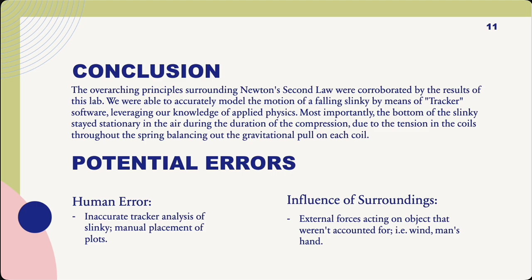Now, some potential errors are human error, most, obviously being the inaccurate tracker analysis, because I had to manually place the plotting software. And then the second one is the influence of surroundings, meaning that there could be external forces acting on the object that weren't accounted for, being the wind or the man's hand, whether he held onto the slinky or even applied force downwards. We can't really tell just given by the video.